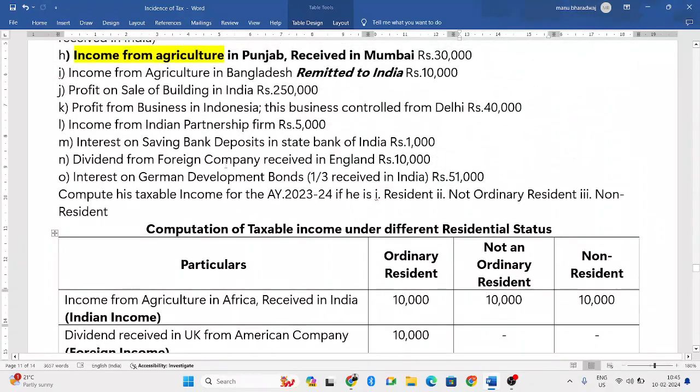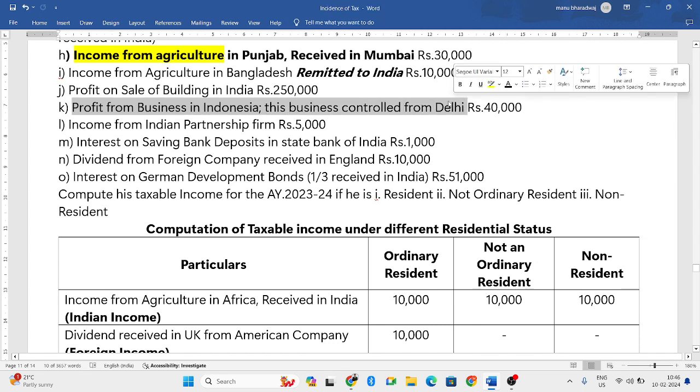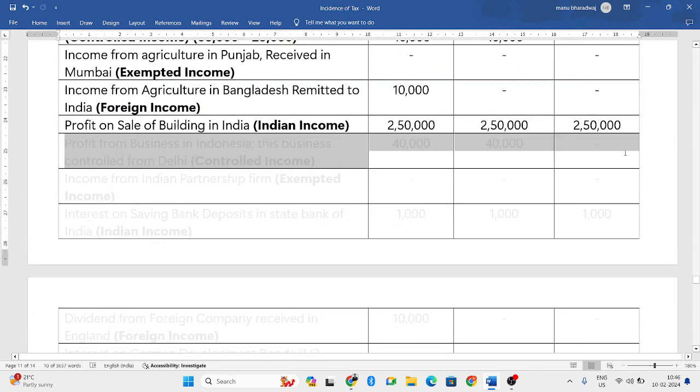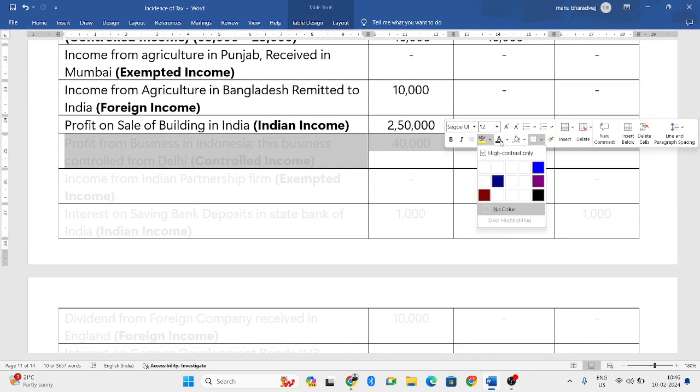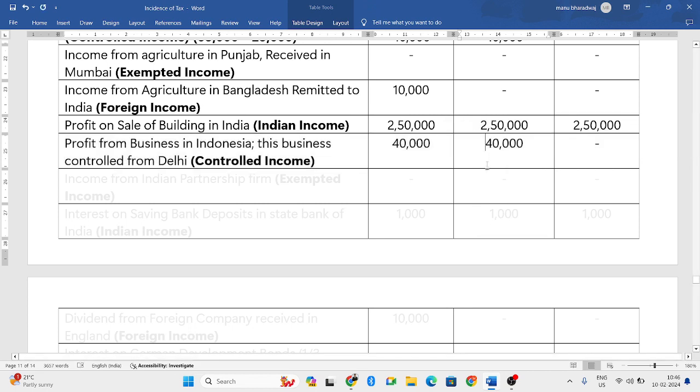Next, profits from business in Indonesia. The business is controlled from Delhi. So it is a controlled income. You are controlling a foreign business from India, so it is a controlled income. In controlled income, only two people will be taxed, that is ordinary resident and not ordinary resident, because it is a controlled income.